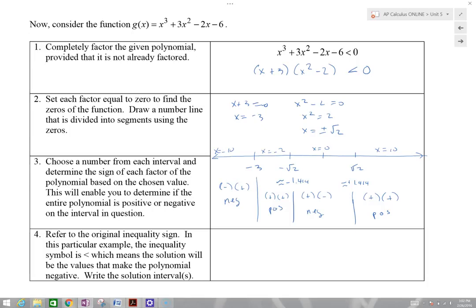Notice that when we're picking these numbers, we're not worrying really what the value of the function is. The only thing we want to know is if it's positive or negative. You can shorten up some of your arithmetic. I ended up with negative, positive, negative, positive.